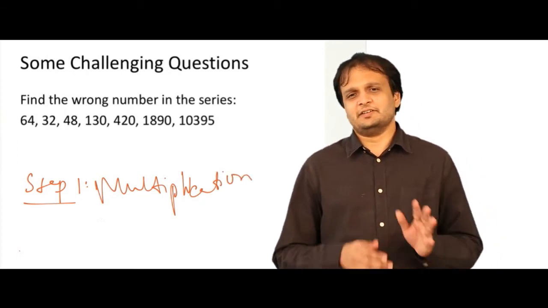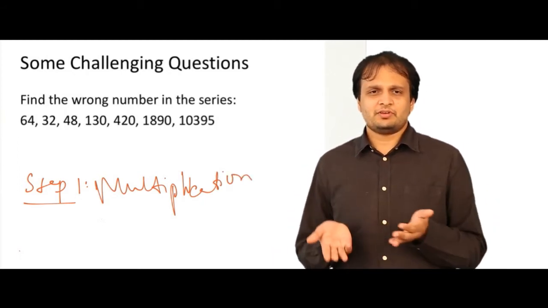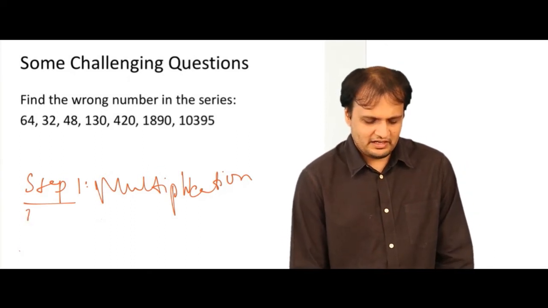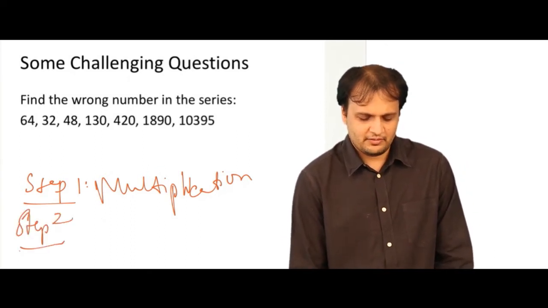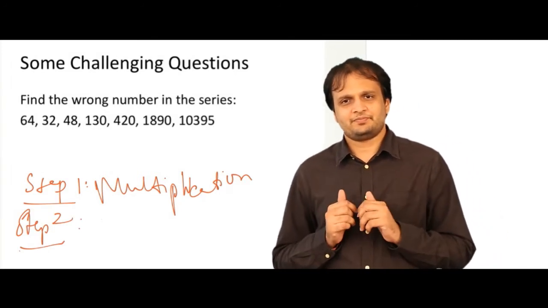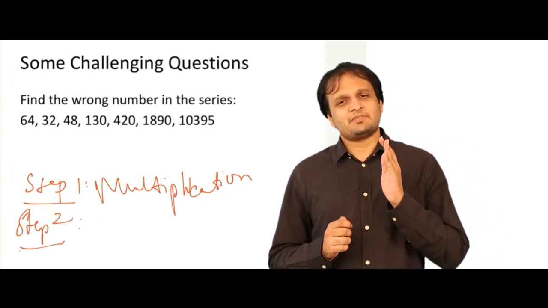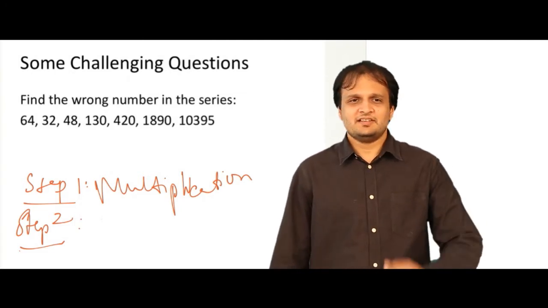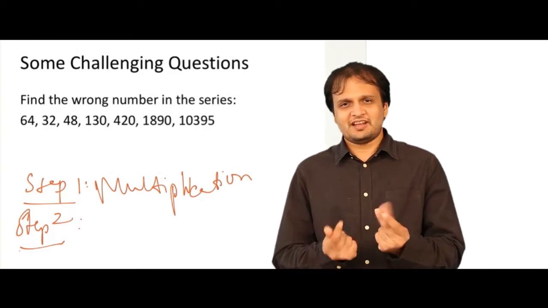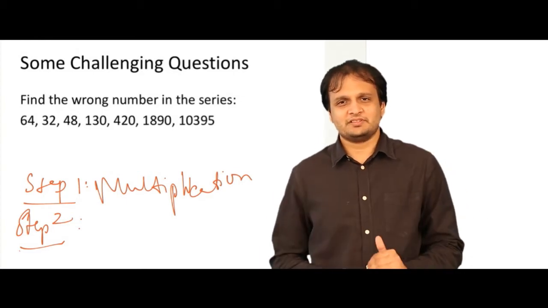So step 1 is cleared. Now let's go to step 2, right? So once you know that it's a multiplication series, then what is step 2? Identifying the relationship between the different numbers. So now which number should we start off with? That's the question. I tell you, the natural temptation is to begin with the smaller numbers. 64 and 32. 32 is half of 64. So we are naturally tempted to begin with the small numbers.